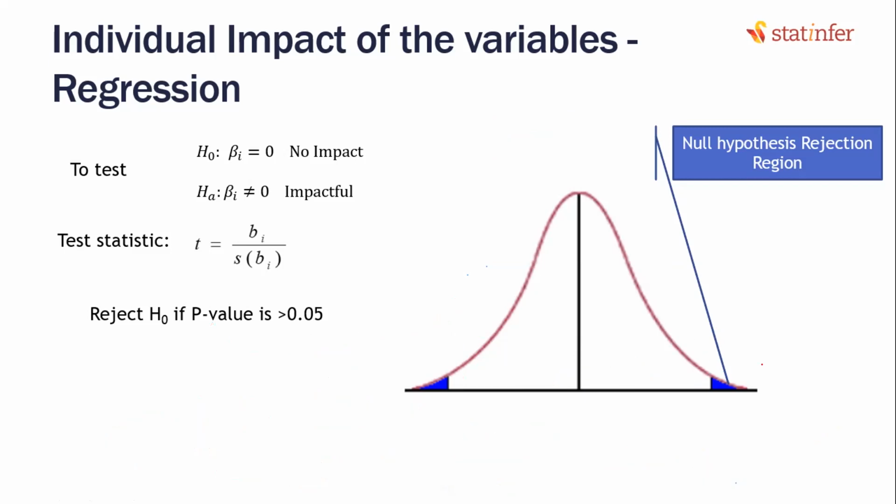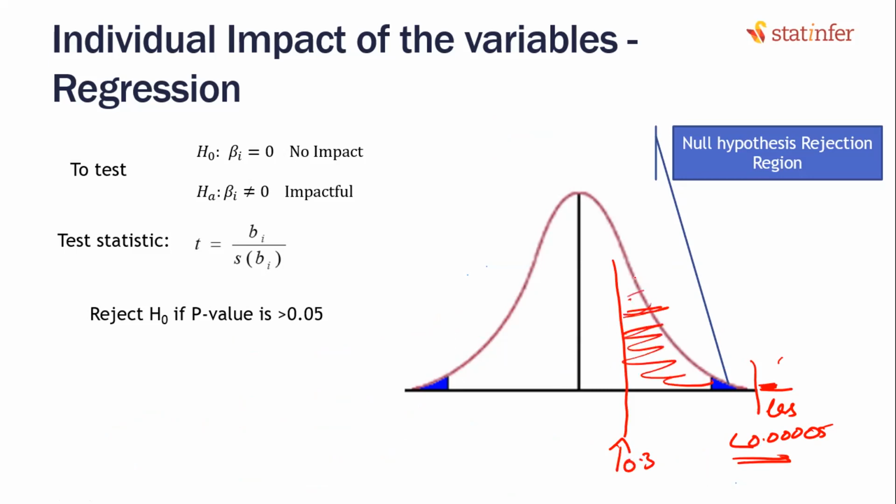Think about it. What is p value? Let's say if the number falls here, then the probability will be very less, less than 0.005. P-value greater than 0.05 means it falls somewhere here. P-value 0.3 means it will be somewhere here. This whole thing is the P-value. So for the X5 variable, the P-value is 0.3.